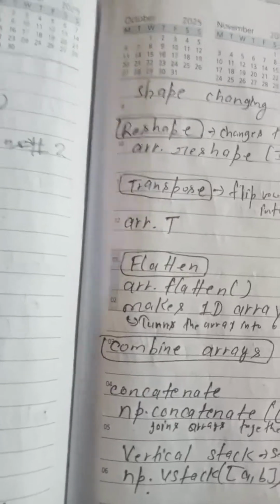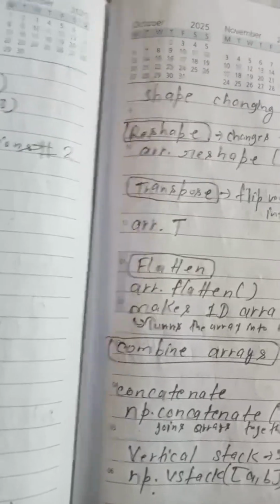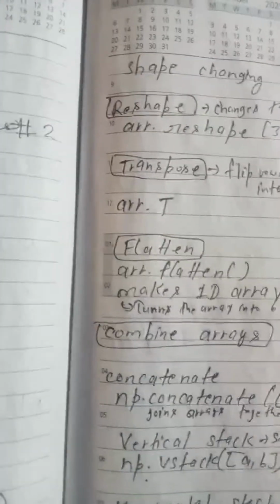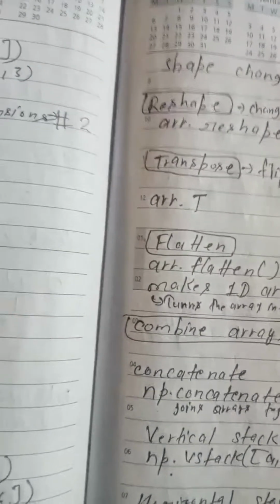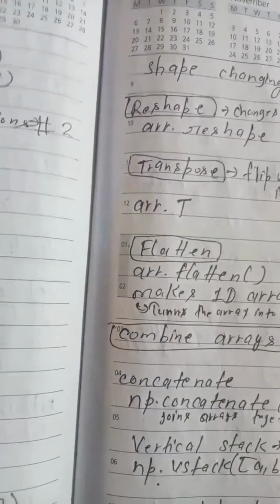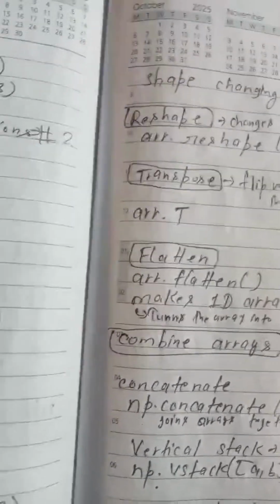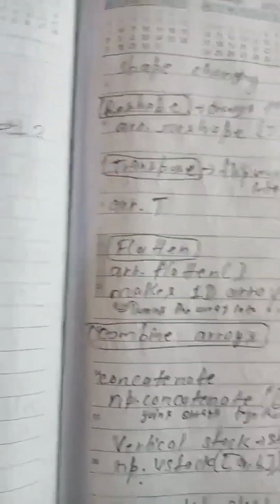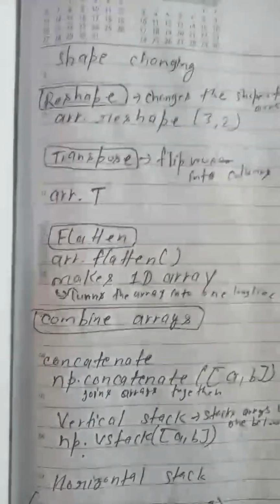To combine arrays, we can use the concatenate function. With the help of the concatenate function, we can join the arrays together. If you want to show your arrays vertically, you can use vstack. Here you can see vertical stack.